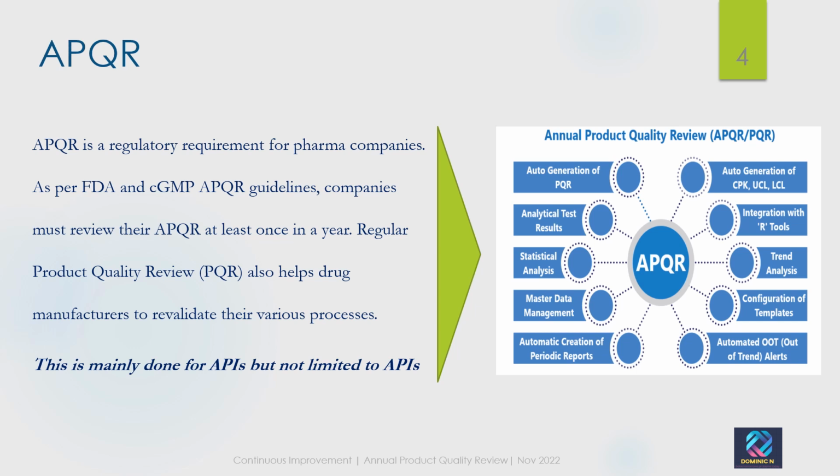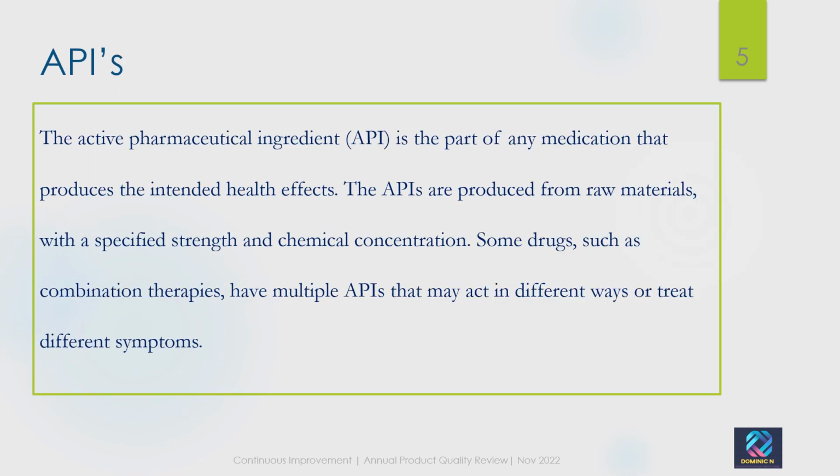If you look at the diagram I have by the side, you see some of the contents that you should have in APQR. There should be analytical test results, there should be statistical analysis, and master data management should be a part of it. All of this you need to have in the APQR. Most importantly, you could also do it for non-APIs, but its focus is mainly for APIs. That's why you see it's mostly industry.